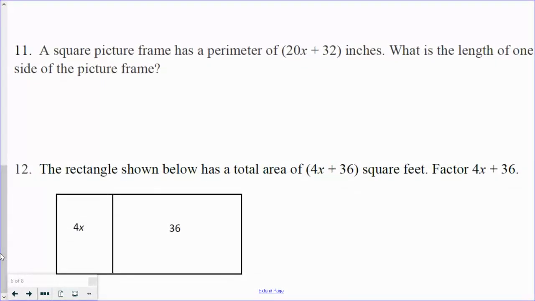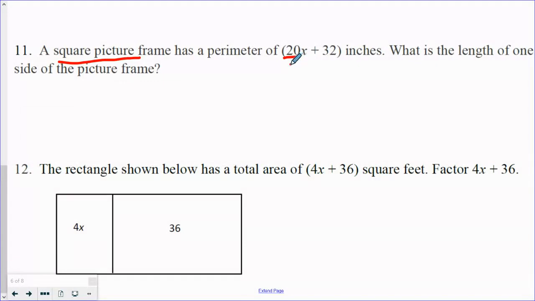Okay, we have a square picture frame that has a perimeter. Remember, perimeter means you add up all the sides. What is the length of one side of the picture frame? How many sides are there in a square? Okay, that tells us right there that we need to divide by 4, because there are 4 sides.